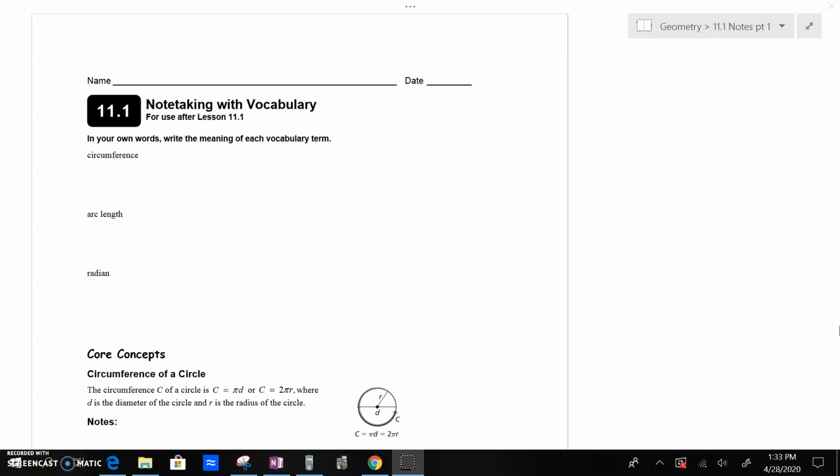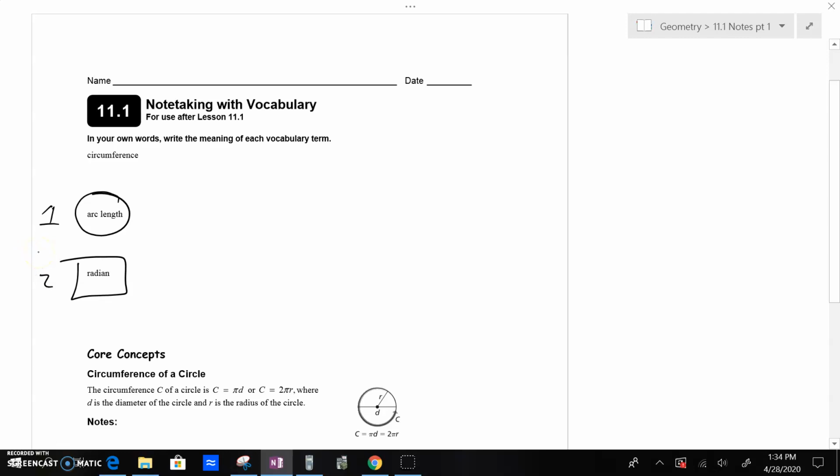Okay, so this is the start of chapter 11, and we're going to break this lesson into two videos, so two sections. One is going to deal with the idea of arc length. That's this idea, and then the other one, so we'll call that the first one, and then the second one is going to deal with this idea of a radian. And circumference is actually something you've already seen before.